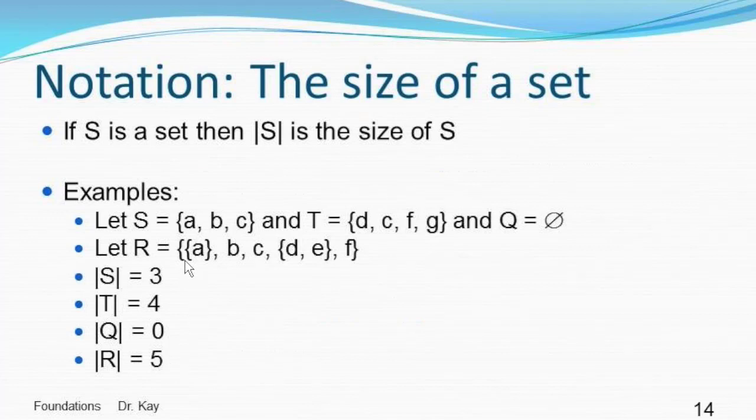And the size of this last set R is how many elements are in R. This set containing just A is one element. This is one element, the item B. C is one element. This set containing two elements is just one thing when we're counting everything up in R. So we have 1, 2, 3, 4, 5. The size of R is 5.